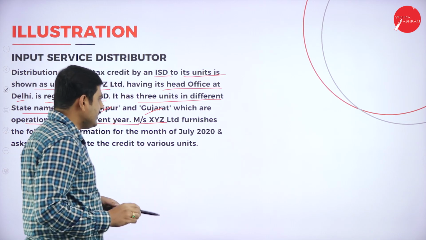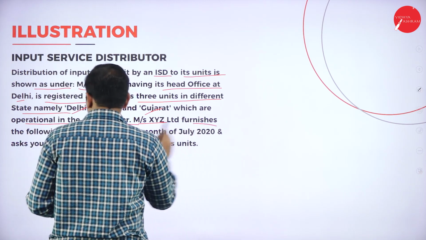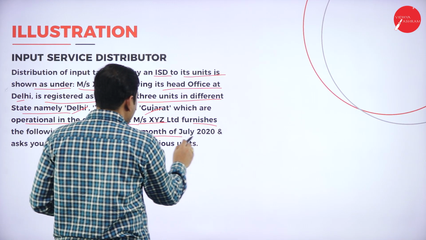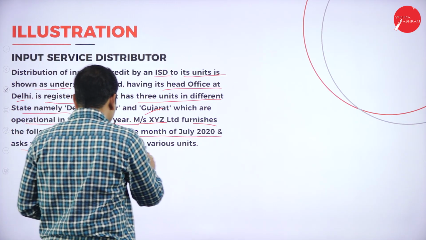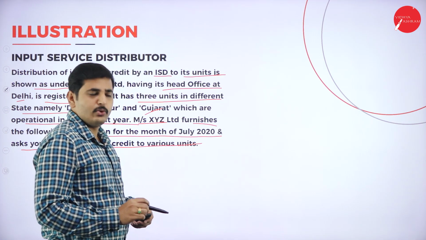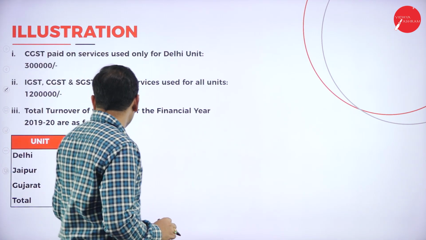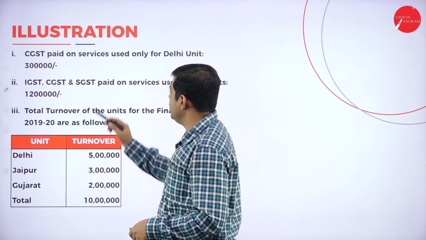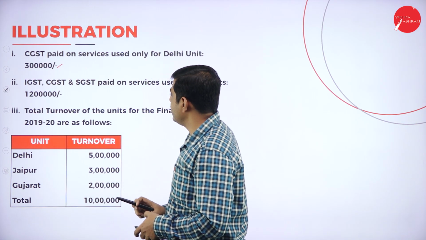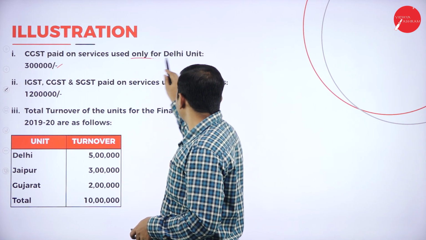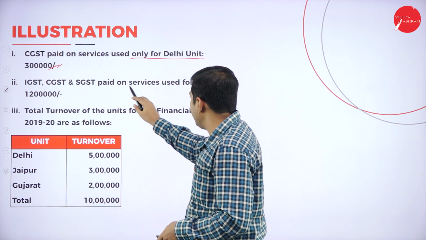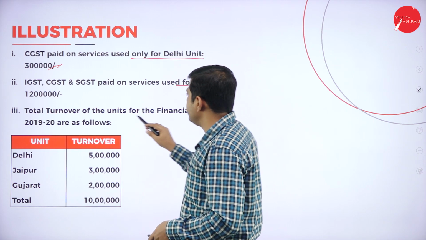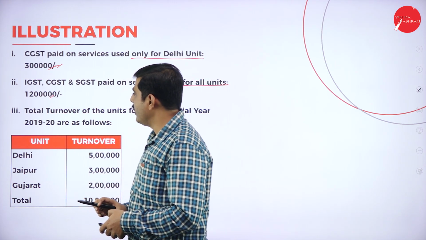XYZ Limited furnished the following information for the month of July 2020 and asks you to distribute the credit among the various units. This is the information available. CGST paid is 3 lakh rupees. IGST used by the Delhi unit is 3 lakh rupees. IGST, CGST and SGST paid on services used by all the units is 12 lakh rupees.